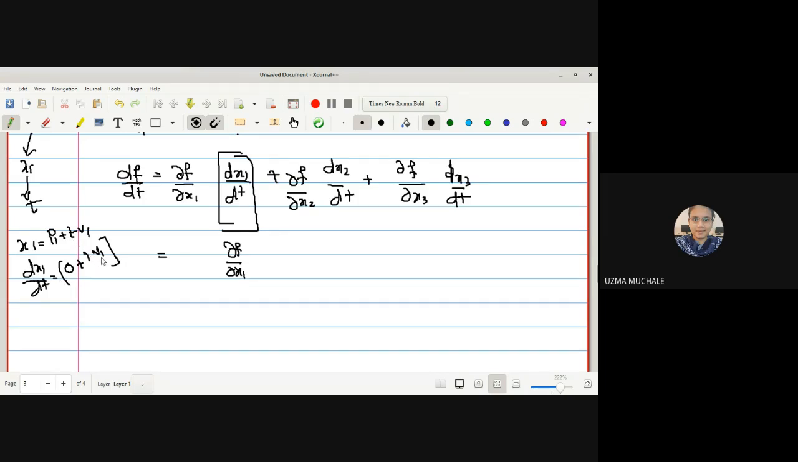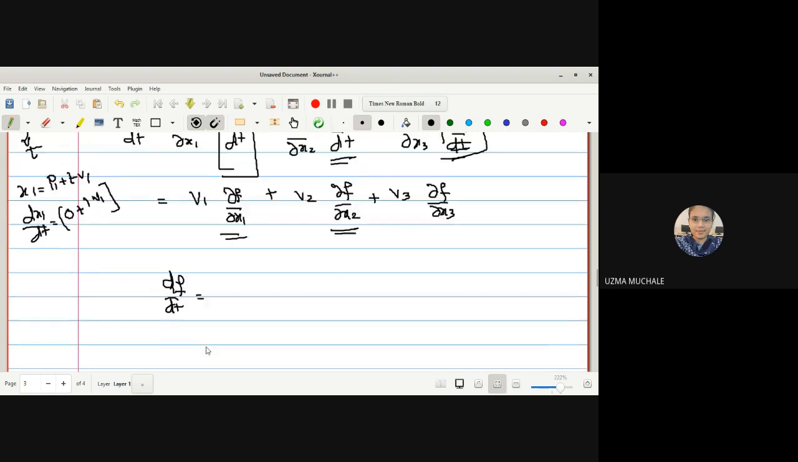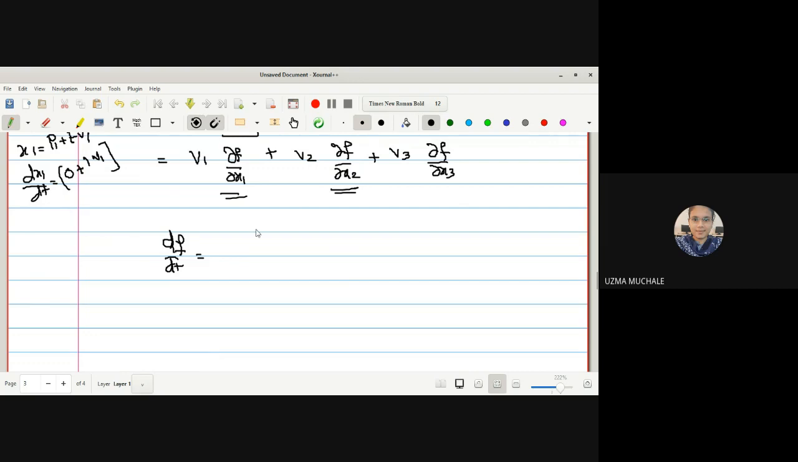So x1 with respect to t is v1, and x2 with respect to t is v2. This one as it is. Why this one as it is? Because we don't know the function. And again x3 with respect to t is v3, then f with respect to x3 as it is. So we get df by dt is equal to, I can write now in the summation form, summation over i of vi, v1 v2 v3, dou f by dou xi, and hence the proof.